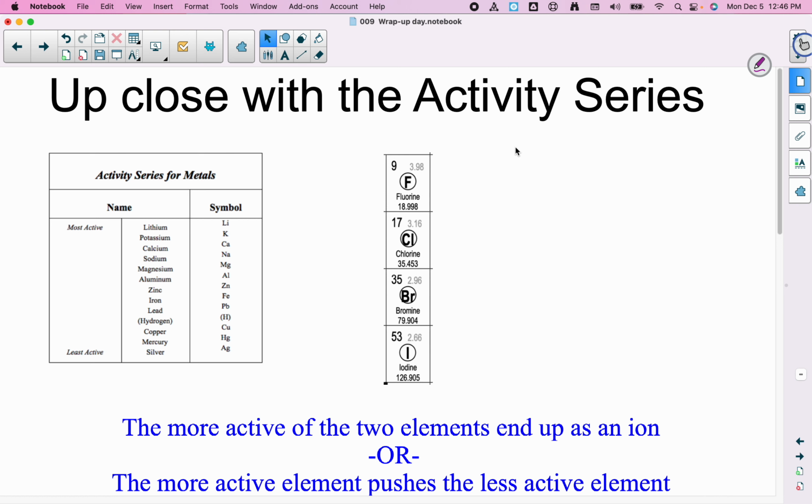The other activity series you picked up while doing your single replacement reaction practice, and that's the one that goes with the nonmetals in the column that's called the halogens. I don't have to include that one on your resource sheet because if you look at the periodic table, the halogens are just in order, top to bottom, in the second to last column of your periodic table. So I don't have to put that on your resource sheet because it's already on your periodic table.